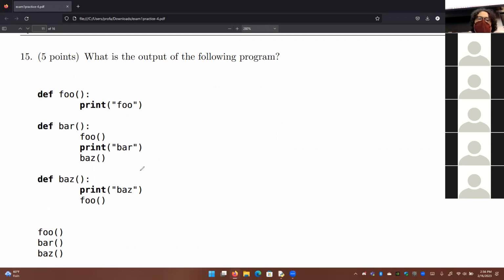So we have three functions. We have foo, which prints foo. We have bar, which calls foo, and then prints bar, and then calls baz. Then we have baz, which prints baz and calls foo.